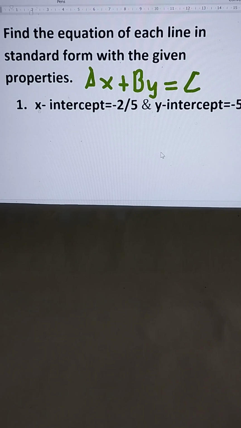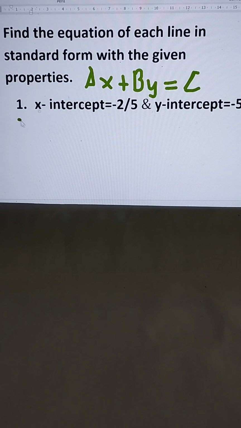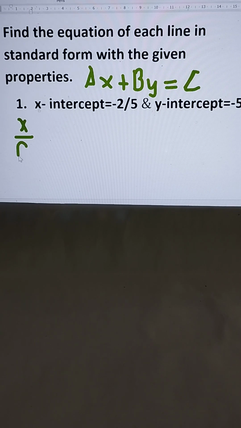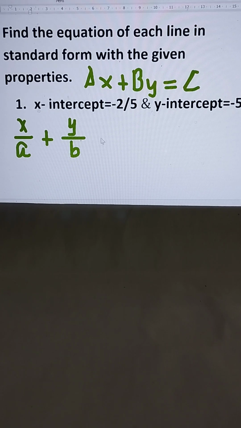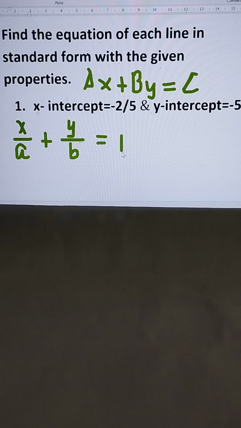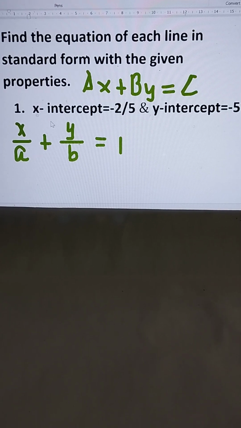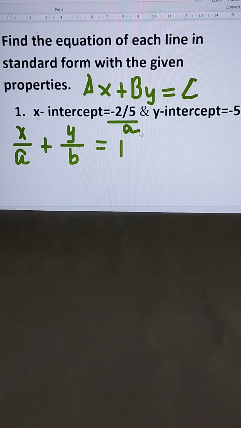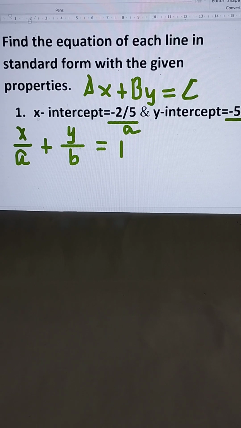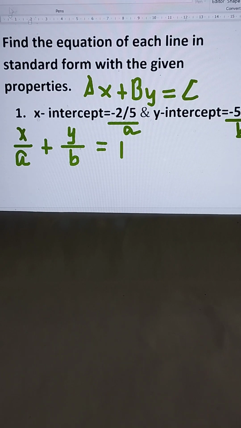So the equation of a line using the x and y intercept is simply x all over the x-intercept a, plus y all over the y-intercept small b, is equal to 1. So this x-intercept is simply your a, while this y-intercept is simply your small b. So we will now substitute.